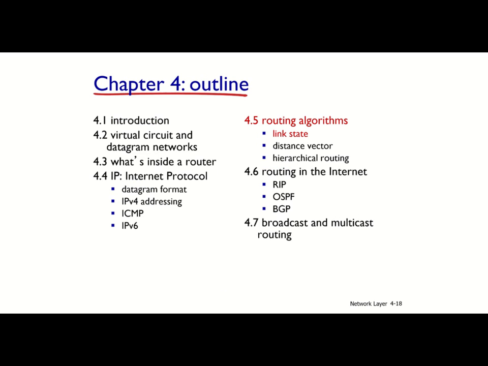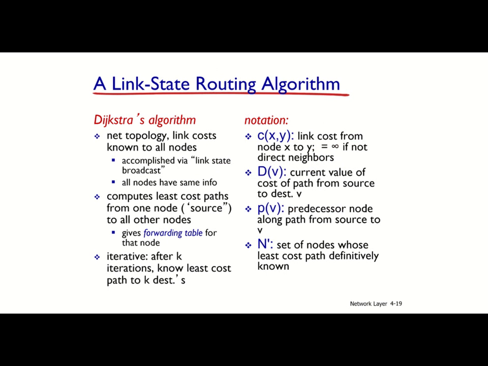Let's start with the explanation of the link state routing algorithm. Some of you may be familiar with the Dijkstra algorithm. Dijkstra algorithm is a classic solution to the problem of single source shortest path in a network, in a general undirected graph with positive weights. In this context, weights mean link costs, and it's an iterative algorithm. It has k iterations.